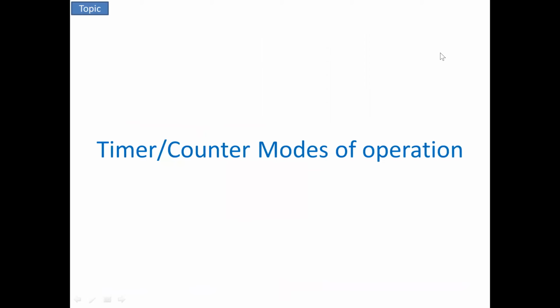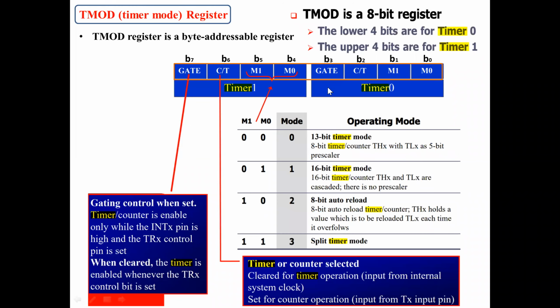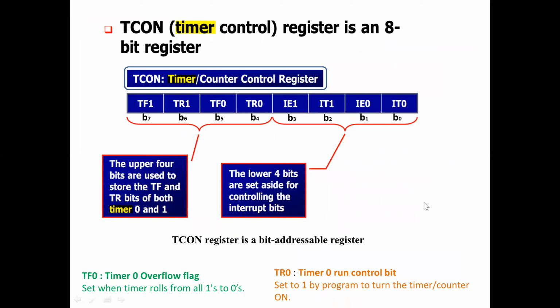So now we will discuss the same topic, the next section, the timer/counter modes of operation. What are the modes of operation? Already we have seen modes 0, 1, 2, and 3. The most widely used are mode 1 and mode 2, and these are very easy to understand. So let us discuss mode 1 and mode 2.